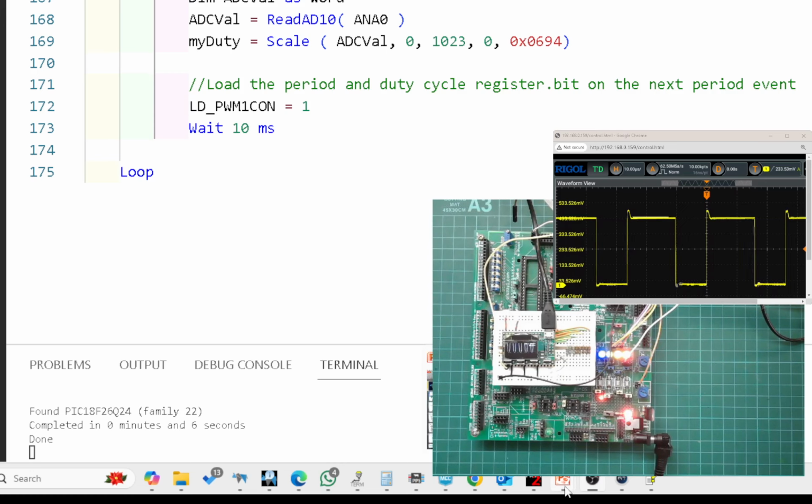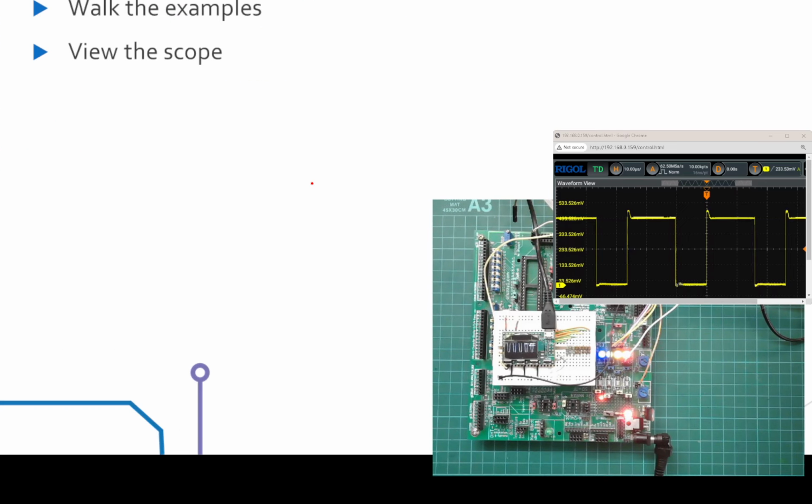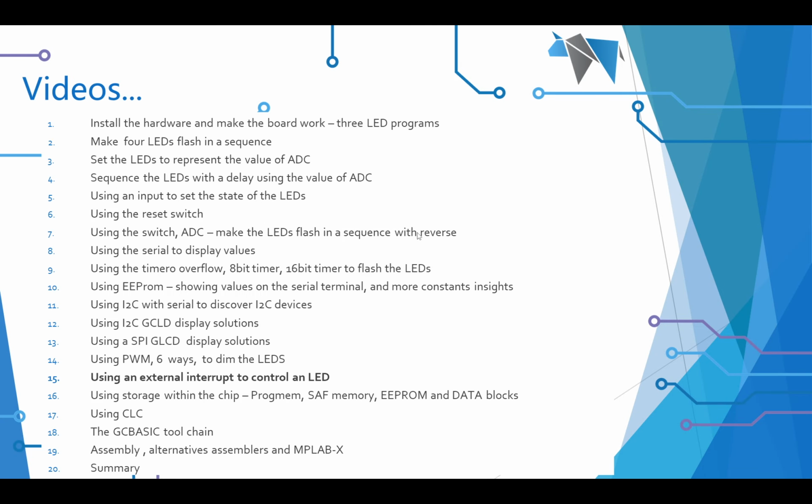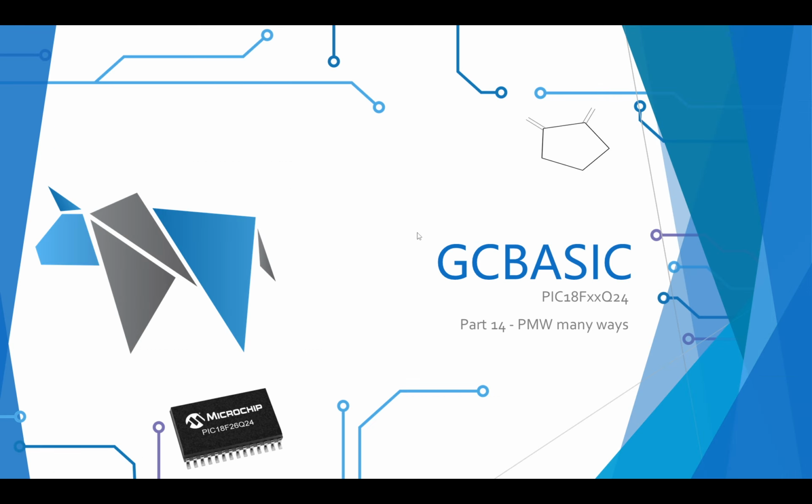Okay, what else I wanted to show you? That's it. It's a huge subject, okay? A huge subject. I apologize for the length of the video. Next video will be a lot shorter. It's using an external interrupt to control the LED. Basically, what we're going to do is push the switch and we're going to see something happen. It's a very simple one. That was part 14. Enjoy.